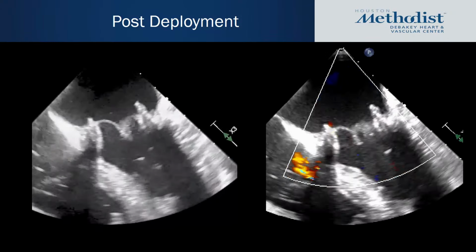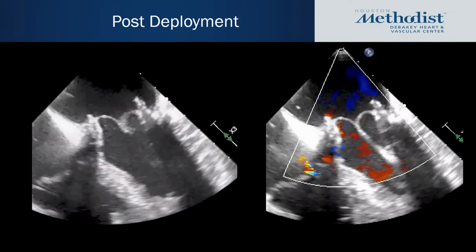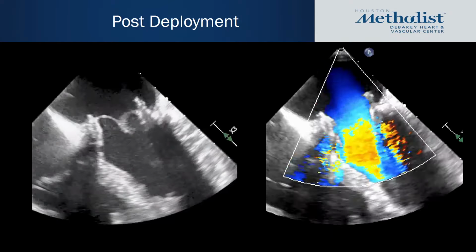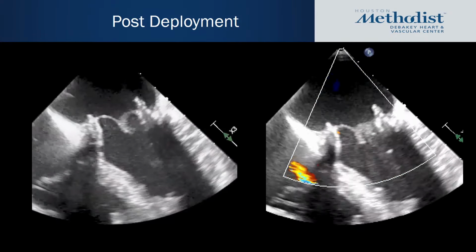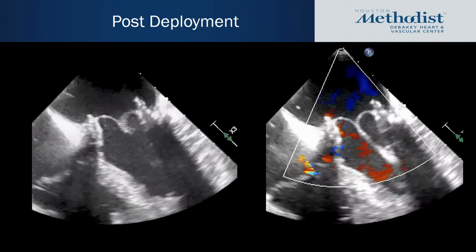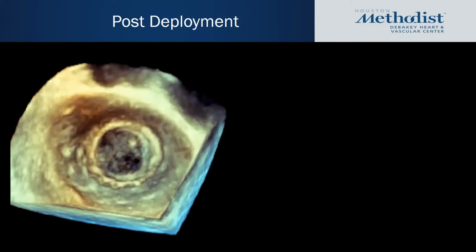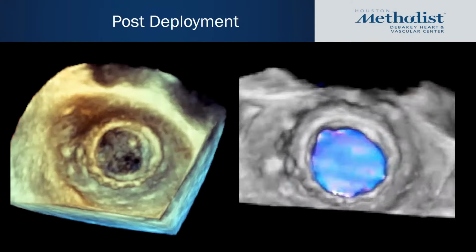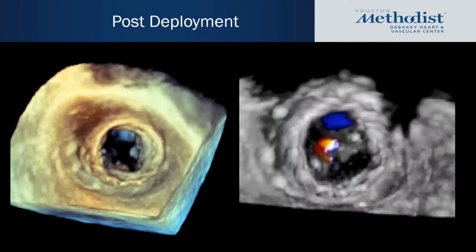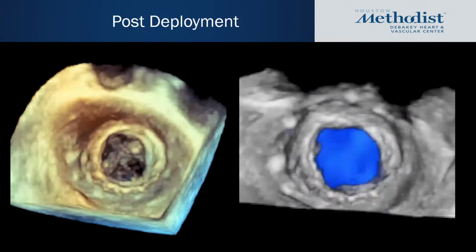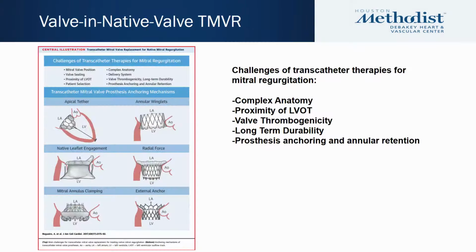These are some images post-deployment of the SAPIEN 3 in the prosthetic mitral valve, showing minimal mitral regurgitation. Leaflets were opening and closing well. This is a 3D image again demonstrating the transcatheter heart valve in the prosthetic mitral valve. Valve in native valve TMVR is more technically challenging as compared to valve in ring and valve in prosthetic valve.